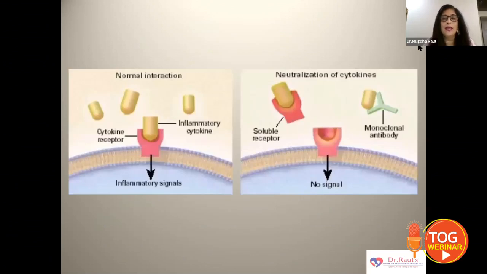So how do these anti-TNF-alpha agents act? Whenever there is a rise in the TNF-alpha, anti-TNF-alpha agents, which are basically antibodies, bind to the inflammatory cytokine and do not give the signal to the cell, so it neutralizes the action of the cytokine.